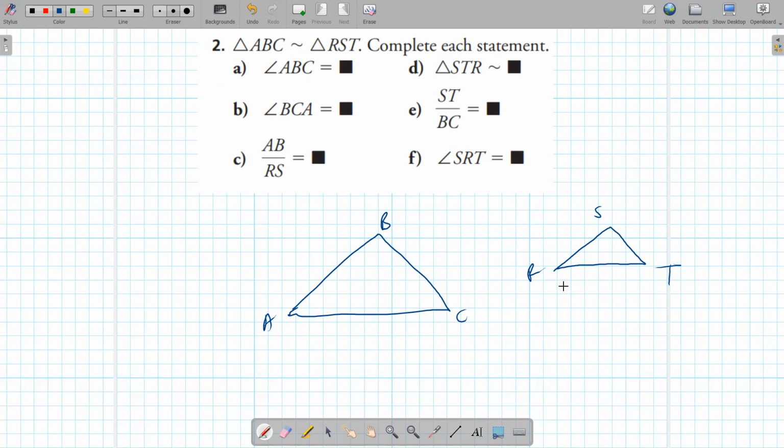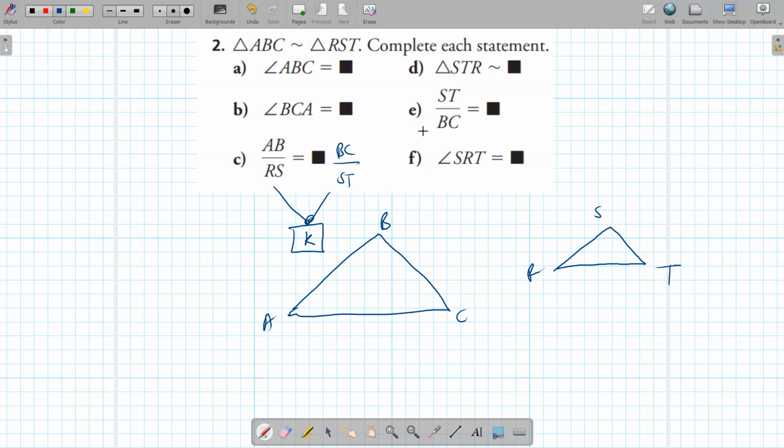Do you just switch them? RS over AB. By that I meant you need to pick two other sides, any of the two other sides. You can do this over this or that over that. Oh, BC over ST. Right, BC over ST. What does this give? Both of these gave you the same thing. What is that thing called? Is it the scale factor? Correct, it's the scale factor. And there's a notation for that. We're going to call it k. k is the scale factor, okay?